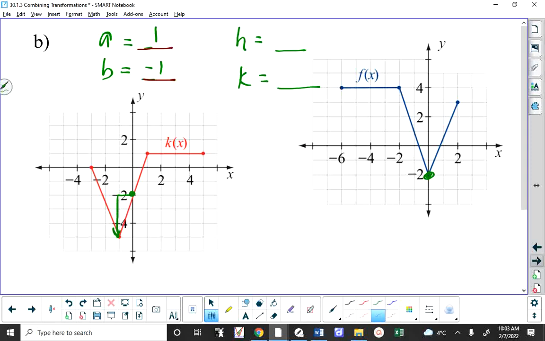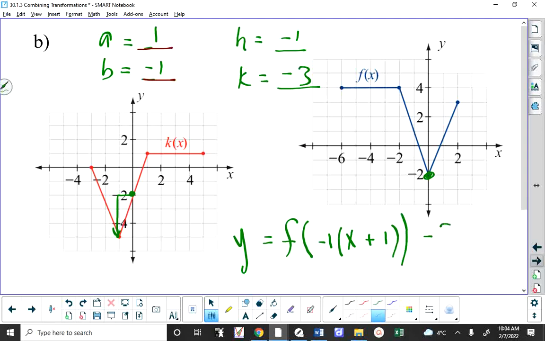It's the same set of translations that we had in A. And had I realized that when I made this question, I would have chosen different numbers. So that means h is -1, k is -3. The function is y equals f of -1, x minus -1, bracket -3.